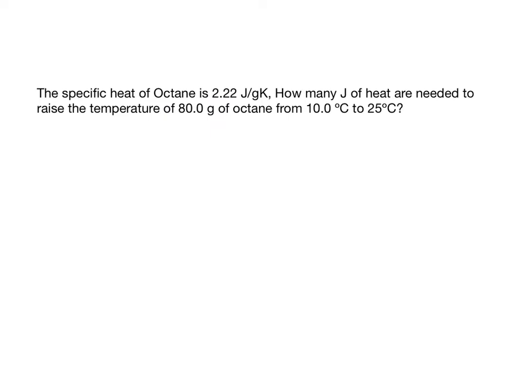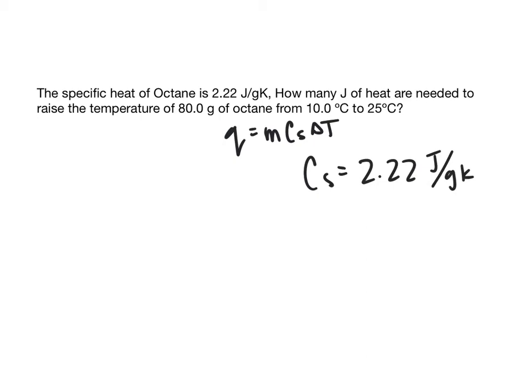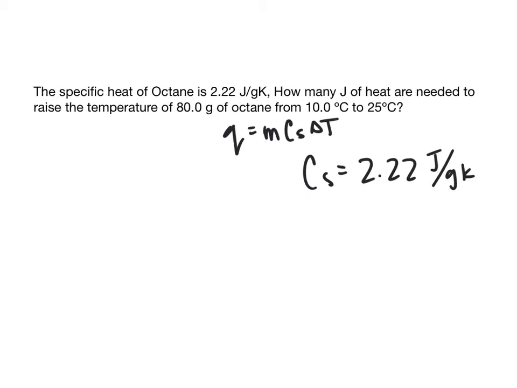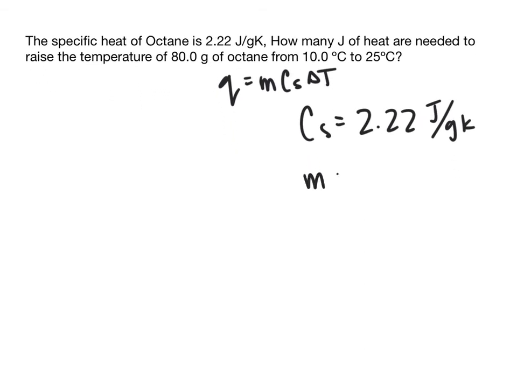So let's look at another example. In this case, we are going to have the specific heat of octane, which is provided. So Q equals m C sub s delta T. And so that's our equation. And so C sub s in this case is 2.22 joules per gram Kelvin. And so the mass in this case is 80.0 grams.